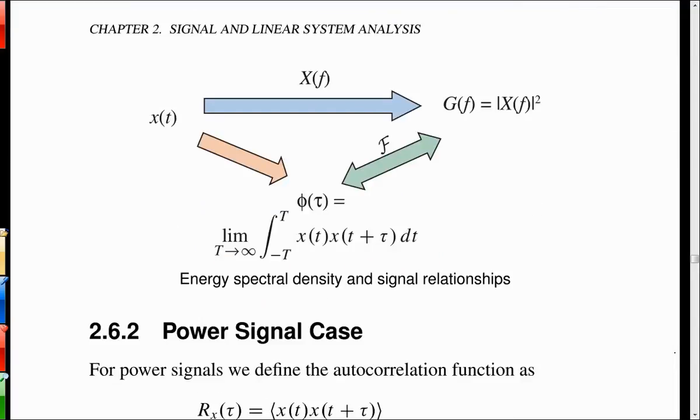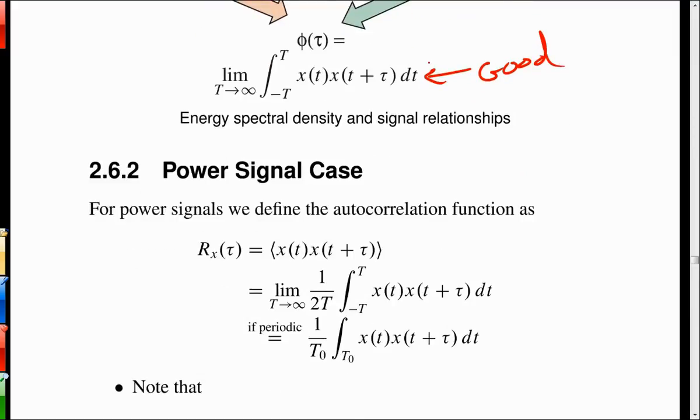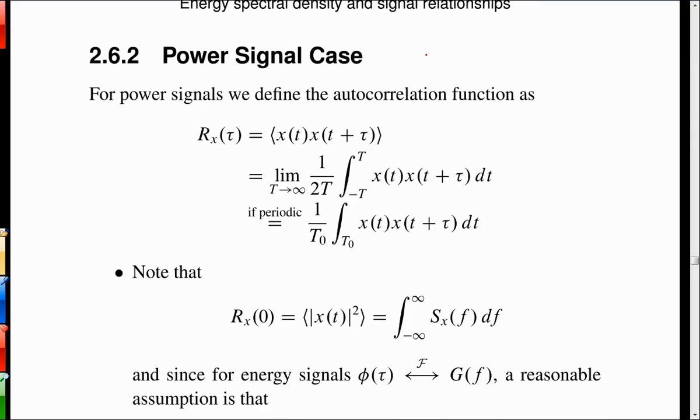So this is the relationship that's been established so far. We take x of t. Here I have the integral correct though, so that's good. X correlated with itself gets us the time averaged autocorrelation function for energy signals. And then the Fourier transform of that brings us to the magnitude squared of X of f and the energy spectral density. So that works for energy signals. For power signals, we just followed the same idea, except we have to compute the autocorrelation slightly differently. We have to do a normalization in there.